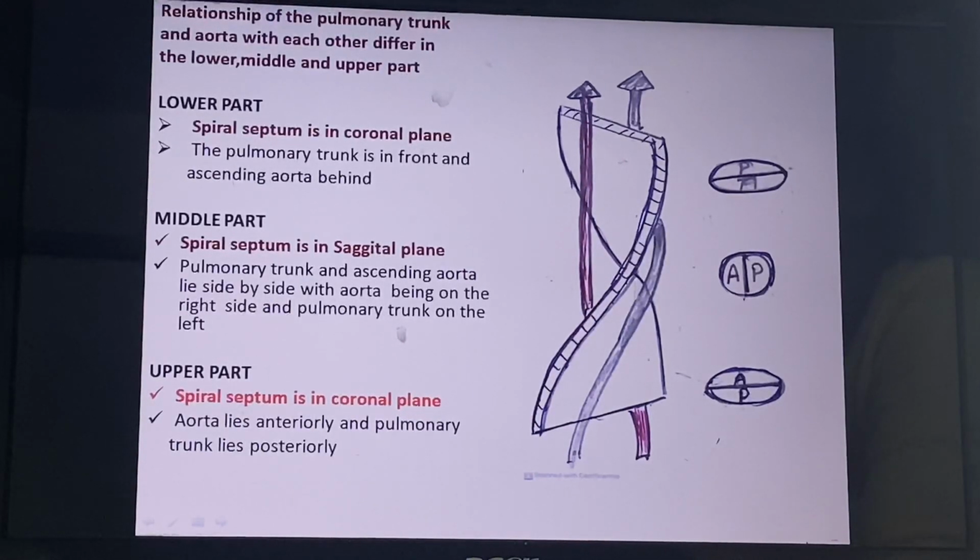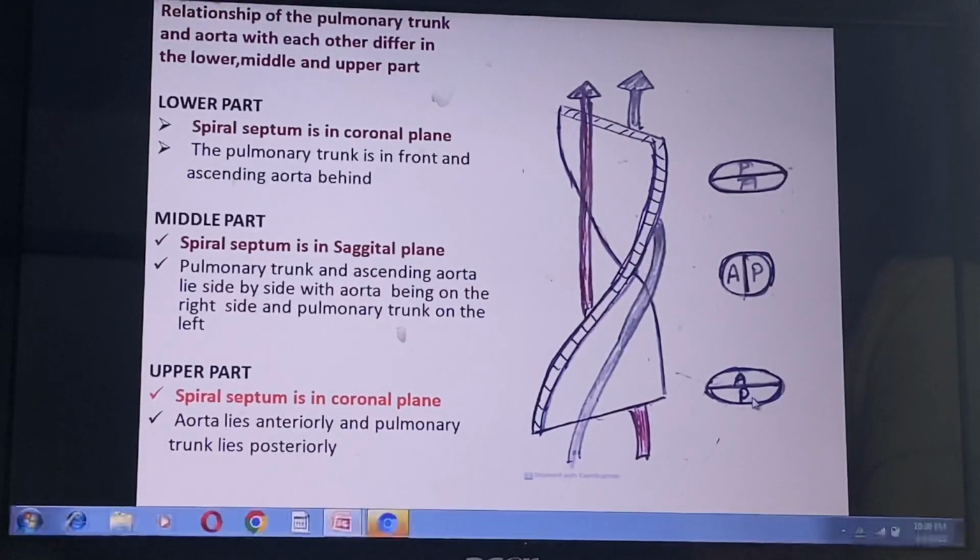Now, because of this rotation, in the lower portion, the pulmonary trunk is lying anteriorly and the aorta is lying just posterior to that. That is, the ascending aorta is posterior and the pulmonary trunk anterior. And with the rotation of this spiral septum, in the middle the pulmonary trunk and aorta lie side by side with the aorta on the right side and the pulmonary trunk on the left side.